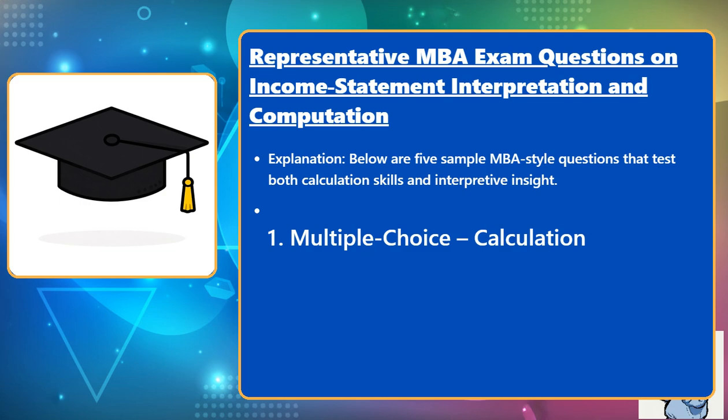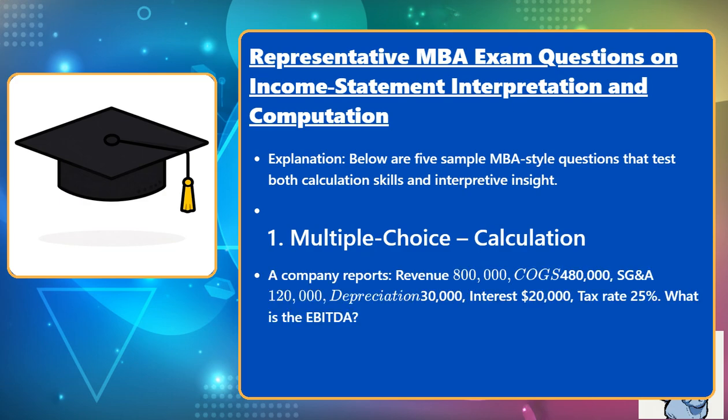1. Multiple choice calculation. A company reports revenue $800,000, cost of goods sold $480,000, selling, general and administrative expenses $120,000, depreciation $30,000, interest $20,000, tax rate 25%. What is the EBITDA? Option A $200,000, Option B $250,000, Option C $290,000, Option D $320,000.